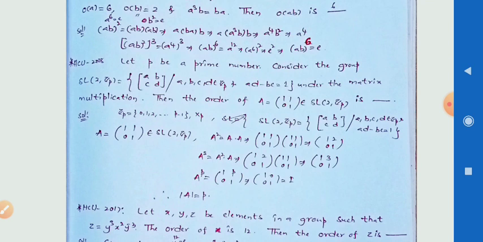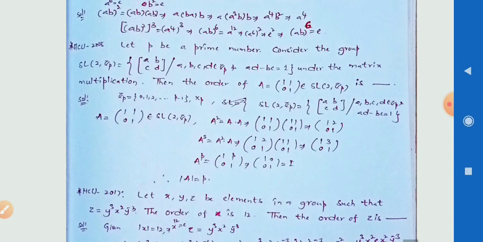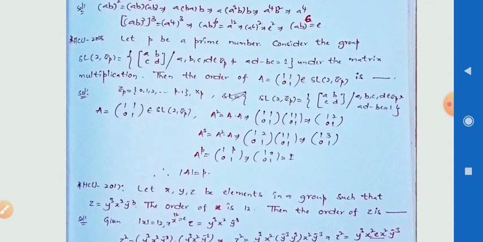A cube means we get A squared into A. Here A squared is solved in the above condition. We substitute the A squared value, [1 2; 0 1] and [1 1; 0 1], that also becomes [1 3; 0 1]. Similarly, A to the power p, we get A to the power p is equal to [1 p; 0 1], and multiplying [1 0; 0 1] is equal to I, which means the order of A is equal to p.